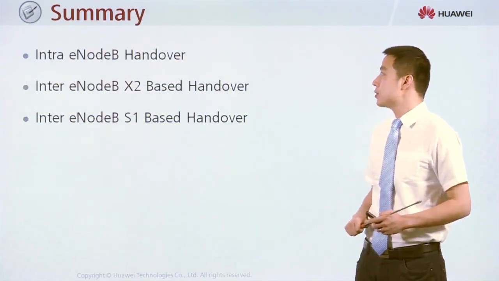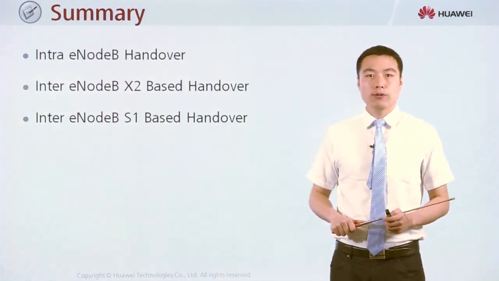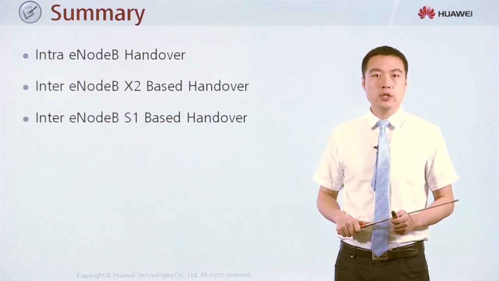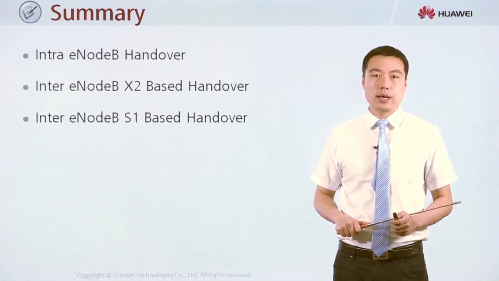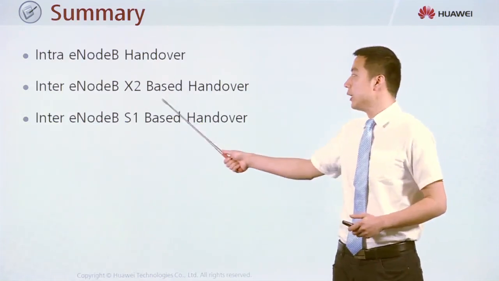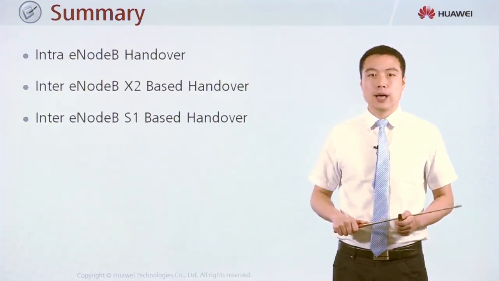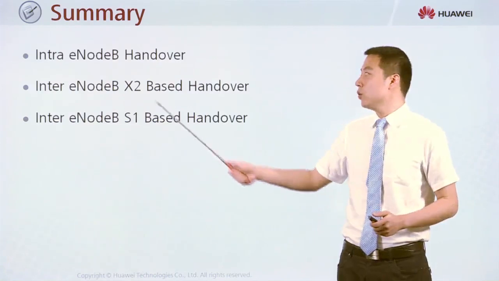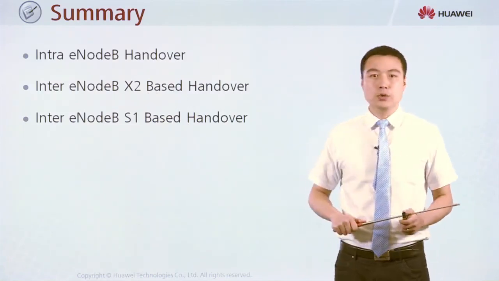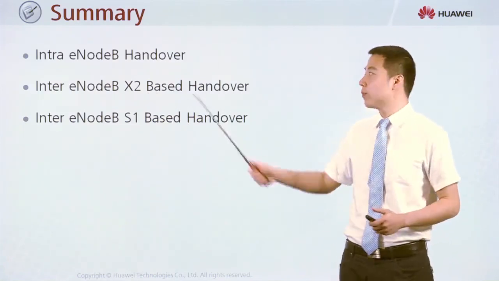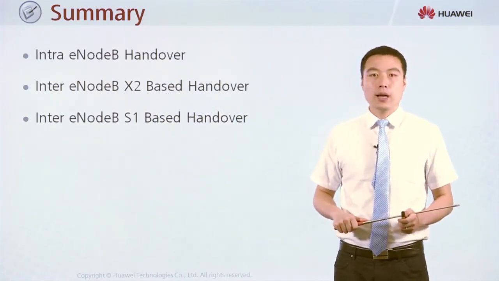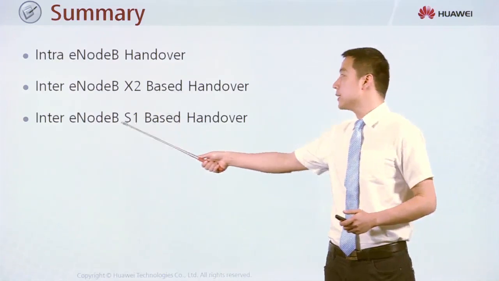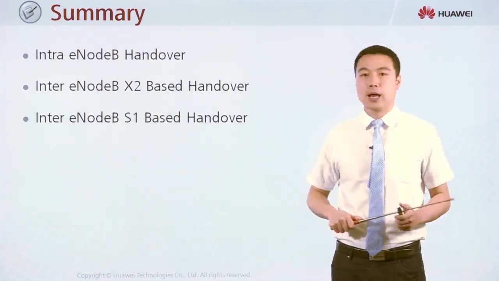Let's have a summary of this chapter. First, we discussed the intra-eNodeB handover procedures. Then we discussed the procedures for the inter-eNodeB X2-based handover. If two eNodeBs have an X2 interface, we perform these handover procedures. And at last, we discussed the inter-eNodeB S1-based handover.